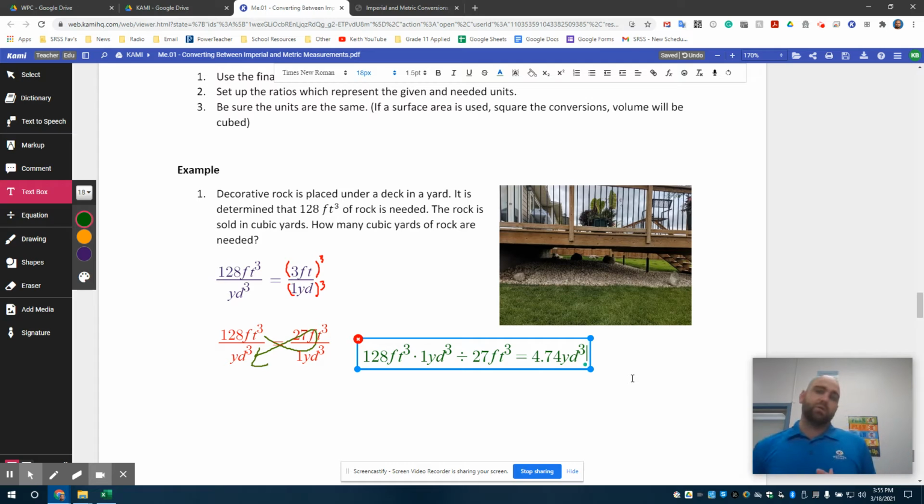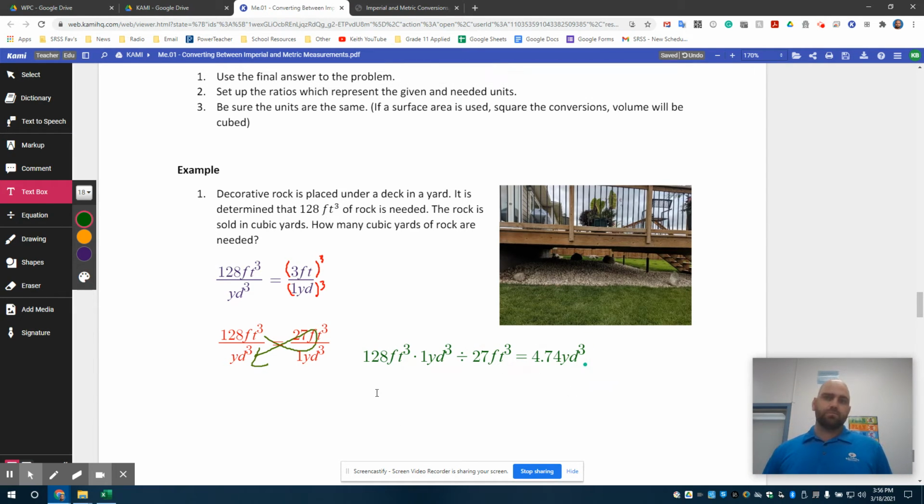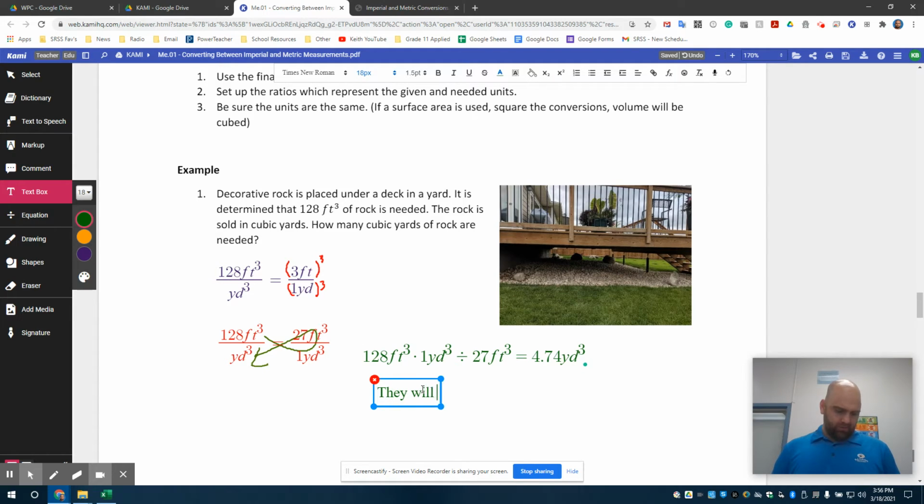Now it's really important that we do these calculations correctly, because knowing these calculations here, I'm going to order, so they will order 5 cubic yards of rock. Okay, 5 cubic yards of rock is going to be ordered. Now that's a little bit, okay, and there's a price per cubic yard.